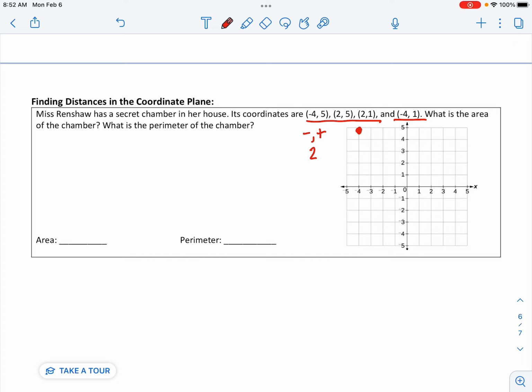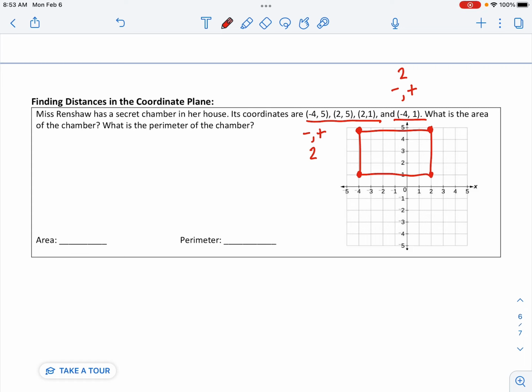Then I have 2, 5. So I'm going to go to the right 2 and up 5. Okay, the positive ones, remember, you guys should know from past experience. Then we have 2, 1. Go to the right 2 and up 1. Then we have negative 4, 1, and that's a negative and then a positive. So that's going to be in quadrant 2 again. So negative 4, go to the left 4 and go up 1. Okay. And I'm going to connect them now. When you're finding perimeter and area, it's easier if you connect them.